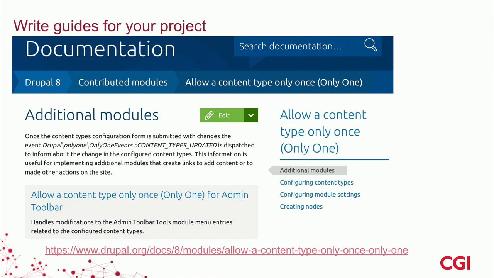In this case, this is a module that dispatches an event, and a user that creates another module can use this event to create new functionality in another module. So in this case, this information is used to create a submodule that will create an integration between the only one module and the admin toolbar. This is information that usually you don't find in the README or in the module help page. So you create a guide where you explain how to extend your module or how to use your module. You can add images or other information.